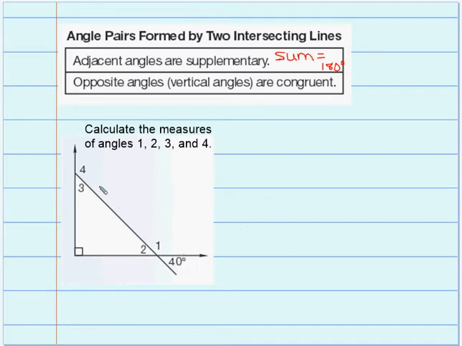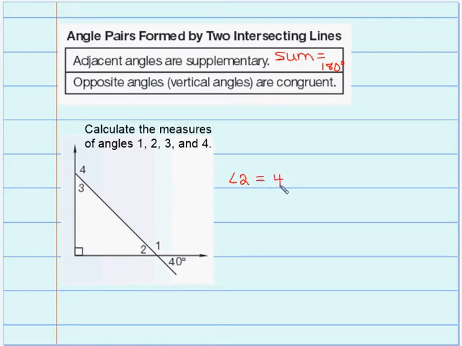What I know here is that I have a right triangle, and that I have this angle here that I know is 40 degrees. So I know that angle 2 is also 40 degrees because I have two lines, and these angles are opposite angles, so they're congruent. So I know that angle 2 is 40 degrees.